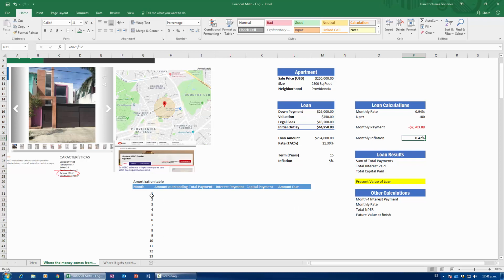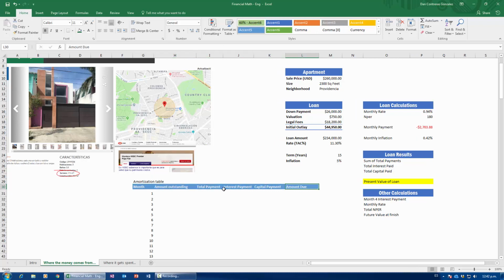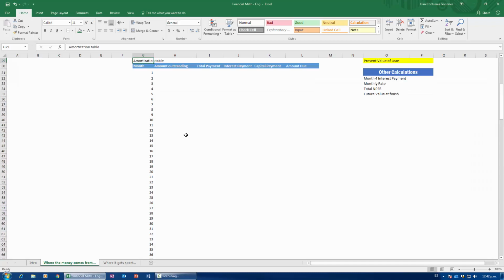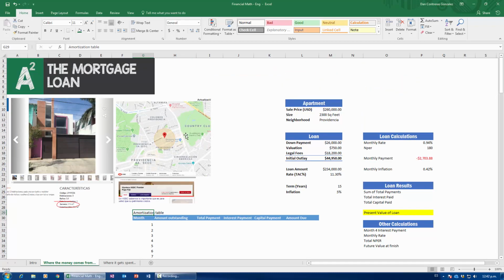Let's get started with our amortization table. Notice that I already gave you the template here. You already have the template, and you have the titles here for all of the items. Now, the month is going to be from 1 to 180, and we're going to be checking out how much we're going to be paying every month. So for month 1, at the start of month 1, the amount outstanding is going to be, well, the loan amount. That's what the bank gave us.